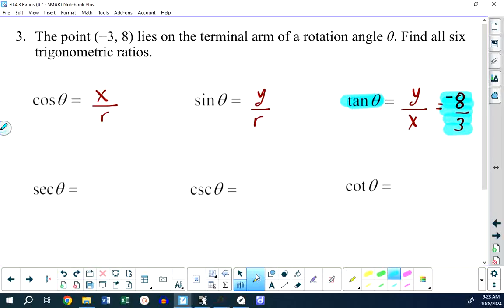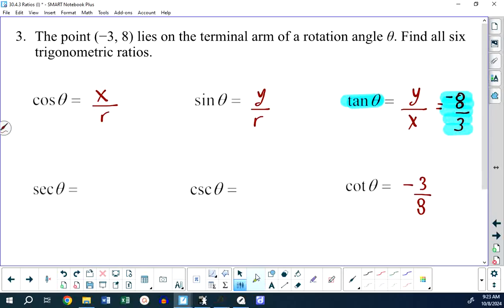Okay. So we could write cotangent. That's a piece of cake. You flip tangent. What are we missing that's preventing us from writing down what cosine or sine are, Noah? R. How are we going to find r? Right, x squared plus y squared equals r squared.